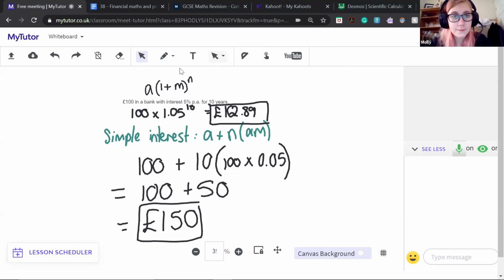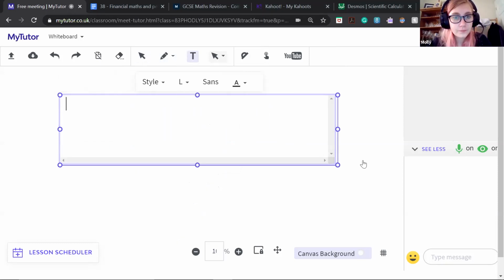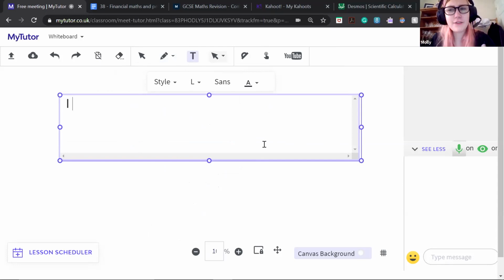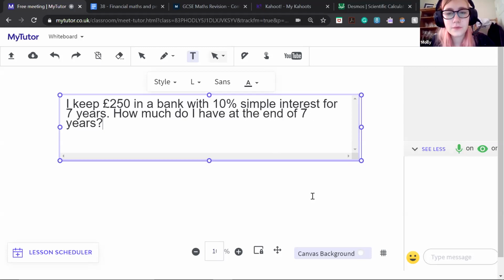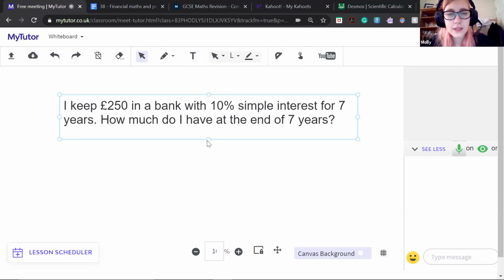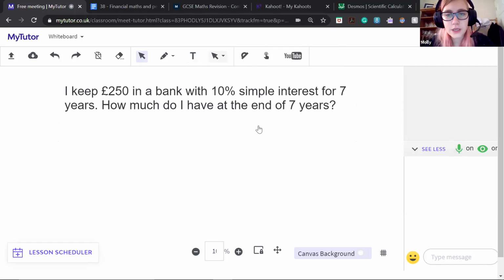So let's say, try to do this one non-calculator if you can. But don't worry if you can't. If you need to work out the percentage on a calculator, it doesn't matter at all. So I keep £250 in a bank with 10% simple interest for 7 years. How much do I have at the end of 7 years? So give this one a go and see what you end up with here.